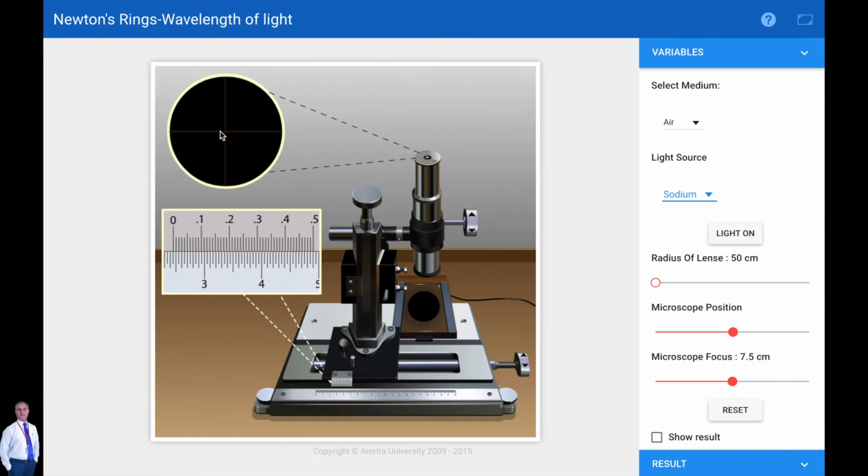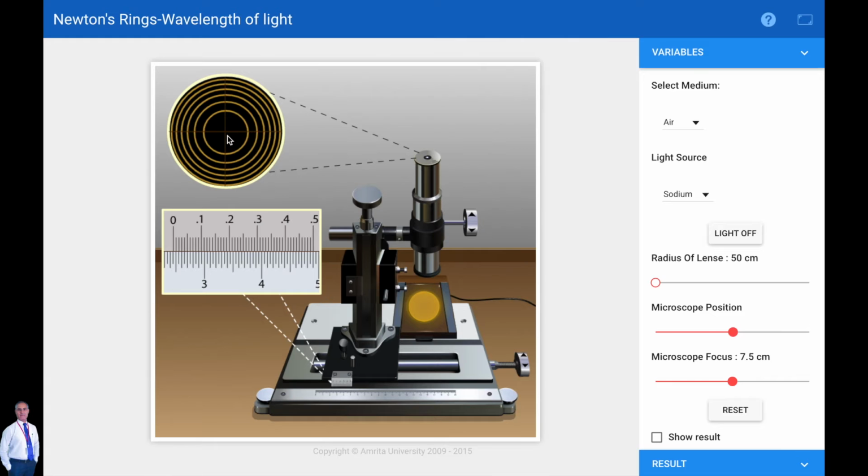Here the sodium light is off and you can see this kind of image. Once you turn on the light, look here. The light is turned on, this is the yellow sodium light, and you can see the Newton's rings. In this simulation, the magnified image of Newton's rings is shown in this circle, which we can see through this eyepiece.